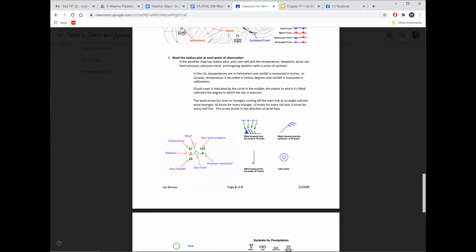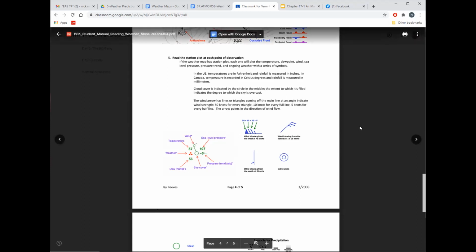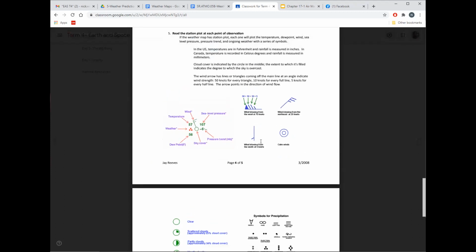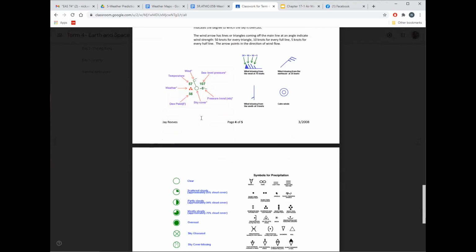So in this case, we have 50, 60, 75. So this wind is blowing from 75 knots from the west. So it's blowing to the east. Okay. Now, this is a key that you're going to have use of. Now, what are you going to use this information for?